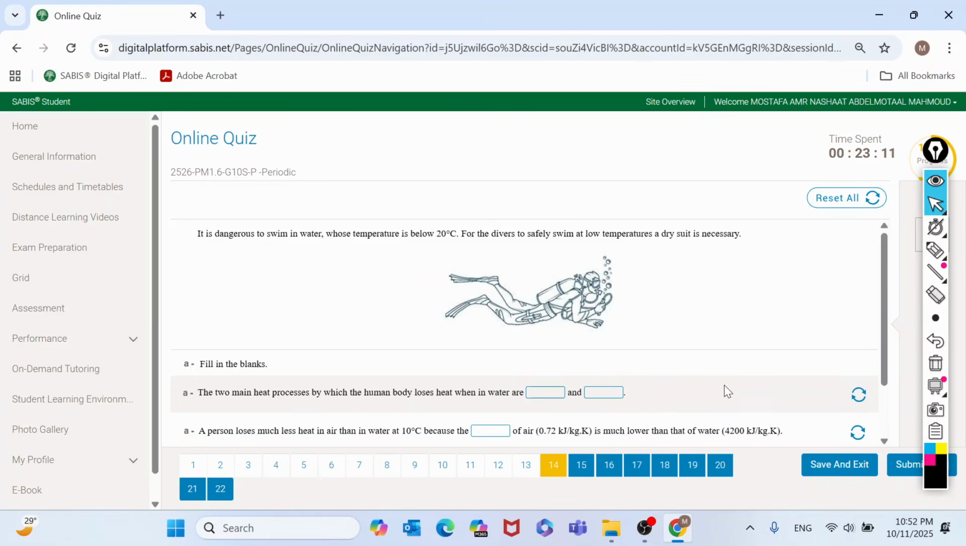Okay. It is dangerous to swim in water whose temperature is below 20 degrees Celsius. For divers to safely swim at low temperature, a dry suit is necessary. The two main processes by which the human body loses heat when in the water are convection, because you're in a fluid and there's convection happening, and conduction, because the water is in contact with your skin.